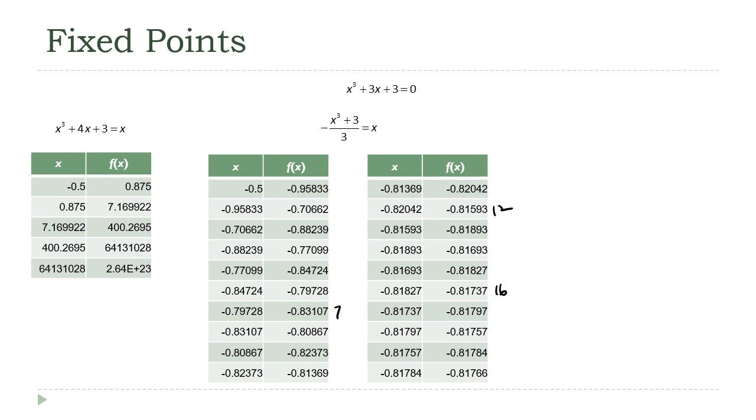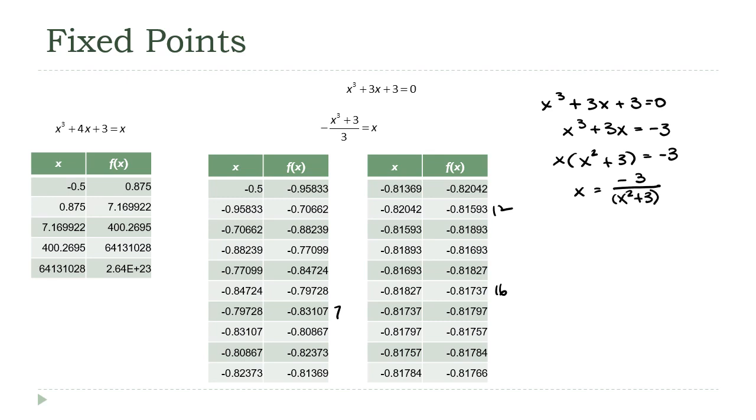Okay, well let's try a different approach. I'm going to start with this same equation: x cubed plus 3x plus 3 equals 0. And bear with me here, I'm going to move that 3 over. This will be x cubed plus 3x equals negative 3. Now let's factor an x out of here. X times x squared plus 3 equals negative 3. And then we'll divide by that x squared plus 3. And I get another function, negative 3 over x squared plus 3, that again should have a fixed point at the same place as our original equation has a solution.